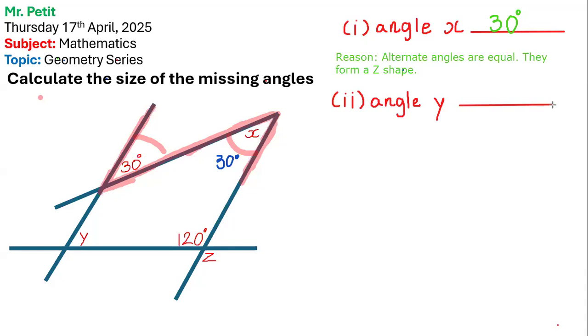Okay, this angle Y. For angle Y, let me go ahead and erase this. All right, so it's 30, 30. So angle Y, right? What is angle Y? What is the size or measure of angle Y? 60 degrees. Angle Y is 60. What is the reason? Because they are co-interior angles and they add up to 180.